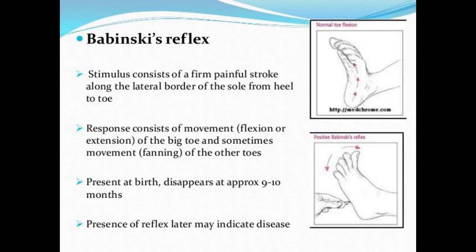When there is an upper motor neuron lesion, an abnormal reflex occurs where the great toe extends and the other toes fan out. This is known as an extensor plantar response, or Babinski sign. Finally, test for crossed adduction.